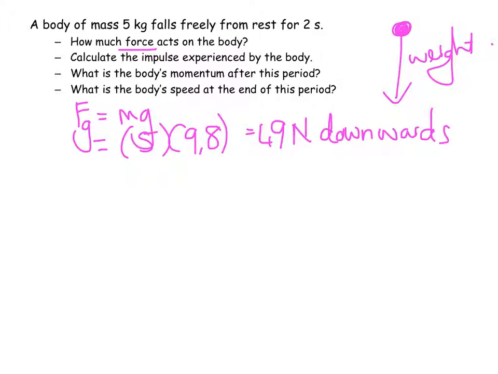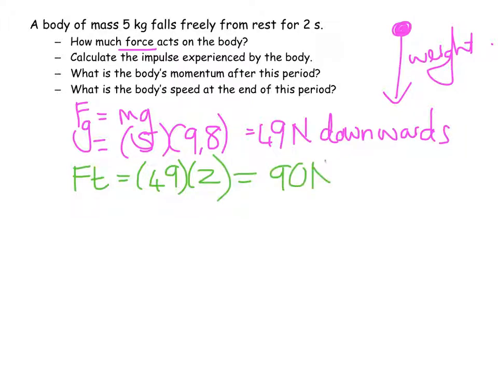Calculate the impulse experienced by the body. Impulse is force times time, which means it's 49, and it has 2 seconds in which it changes, and therefore it's 98 Newton seconds downwards.